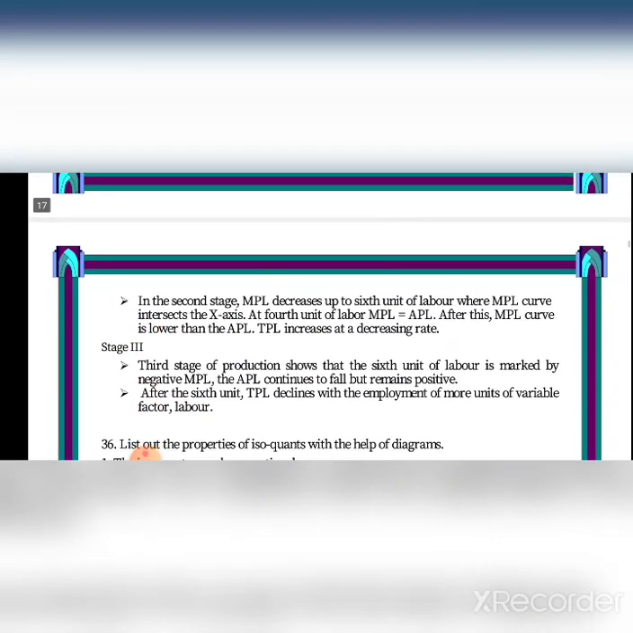Next we will move on to stage 2. In this second stage, MPL decreases up to the 6th unit of labor, where the MPL curve intersects the x-axis at the 4th unit of labor.